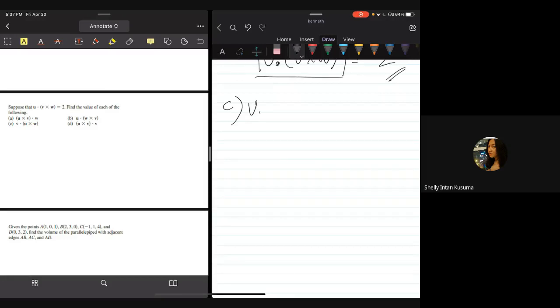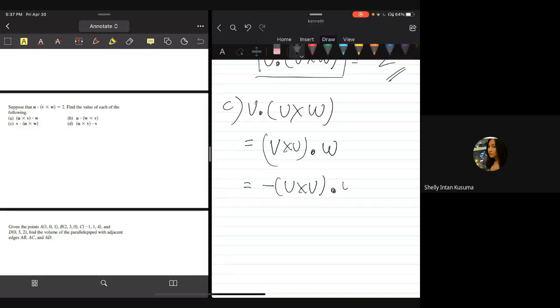So C is v dot u cross w. This one we can just manipulate, switching the dot product and cross product first. So v cross u dot w, and we can just switch it again with a minus. So u cross v dot w, yeah.